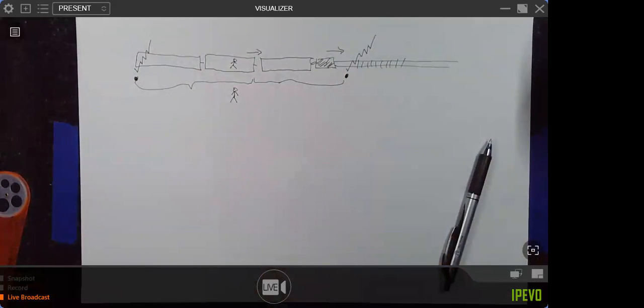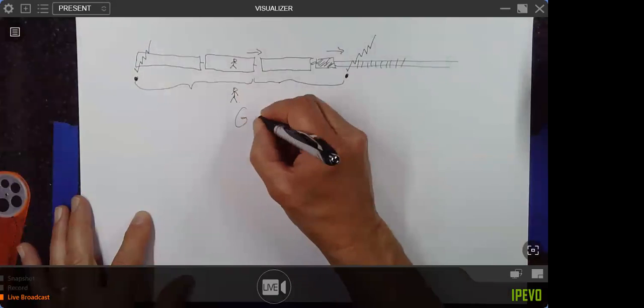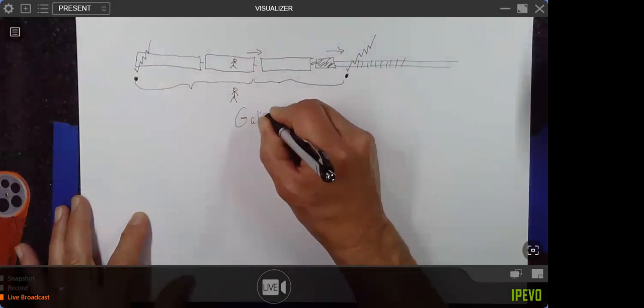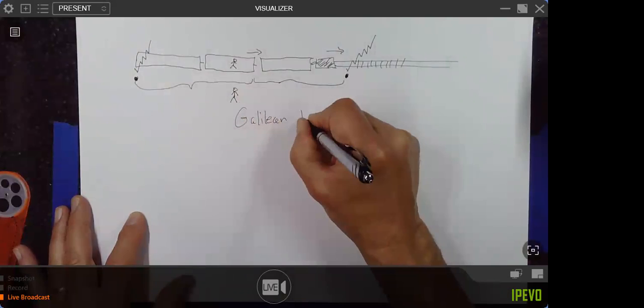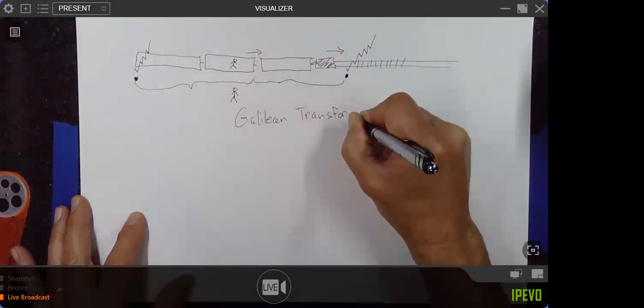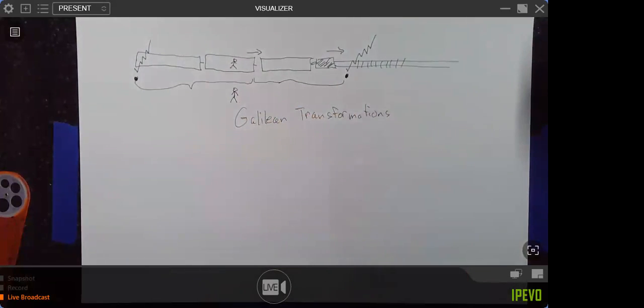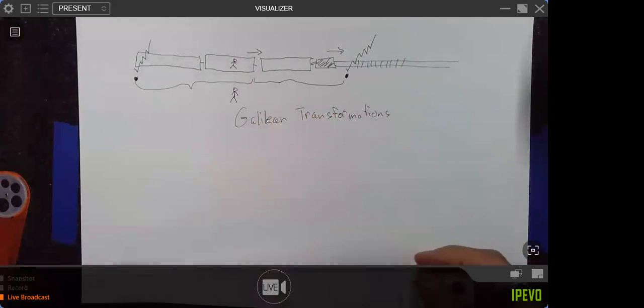Okay, for the last part of today, I'll try to get that film and show it to you tomorrow. I think it's on a DVD that I marked the location on so I could find it. But I wanted to talk about the Galilean transformations. These are things that are looking at how events will change from one reference frame to another.